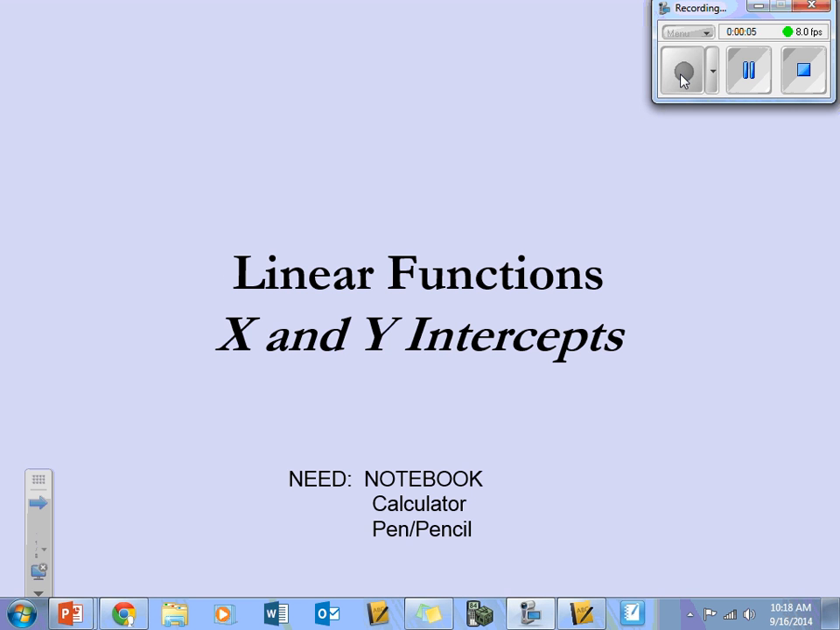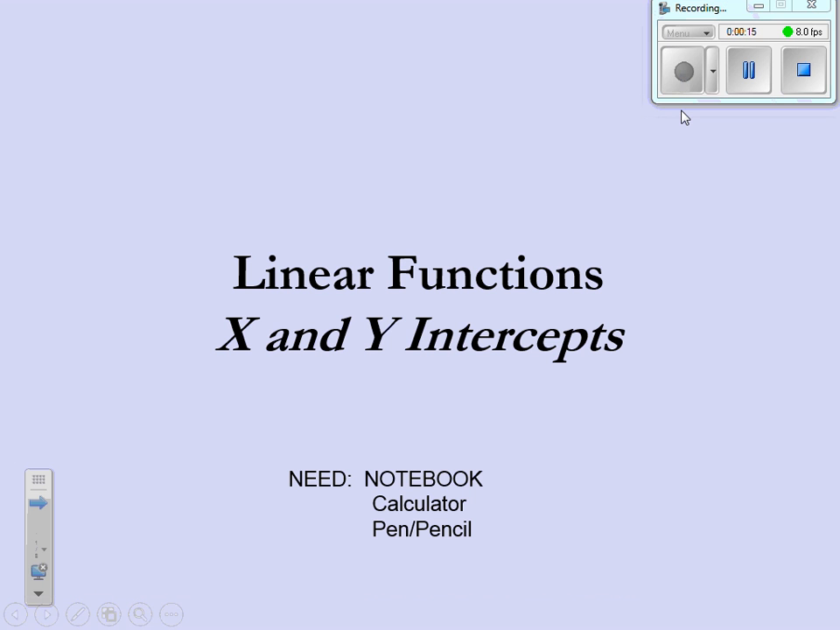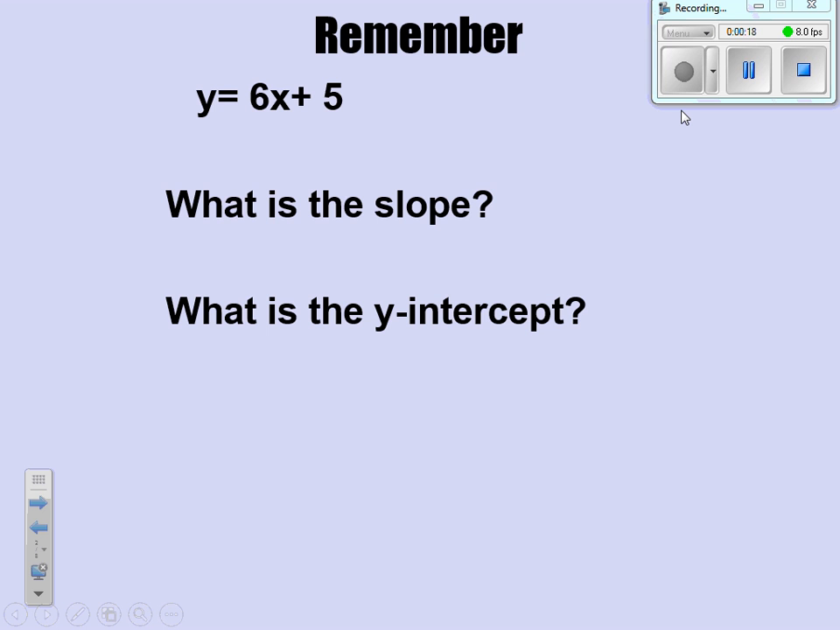We're going to continue talking about linear functions, and today we're going to focus on x and y intercepts, what they are and how we use them when graphing. So remember back to when we had the equation y equals mx plus b, or y equals 6x plus 5 in this case. What did this graph tell us? Well, this graph told us a slope and a y-intercept. In this case, the slope is 6 and the y-intercept is 5. And those were the two key components for us to graph the line.